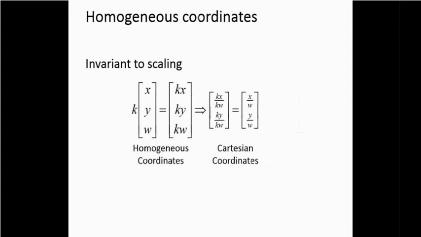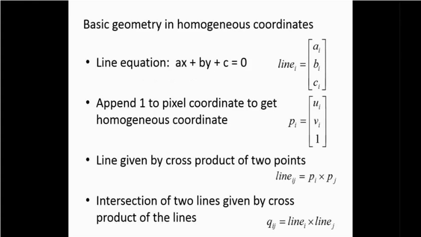And note, it's invariant to scaling. So if I multiply x, y, w by k, then when I convert back to Cartesian coordinates, I get the same thing as if I hadn't multiplied by k, assuming k is not 0. So a point in Cartesian is a ray in homogeneous coordinates. And we also have ways of representing lines in homogeneous coordinates. Remember that we represented this line equation earlier when we were doing model fitting. There are a lot of conveniences to this. We can represent a line as ax plus by plus c, or as just this 3-vector, a_i, b_i, c_i.